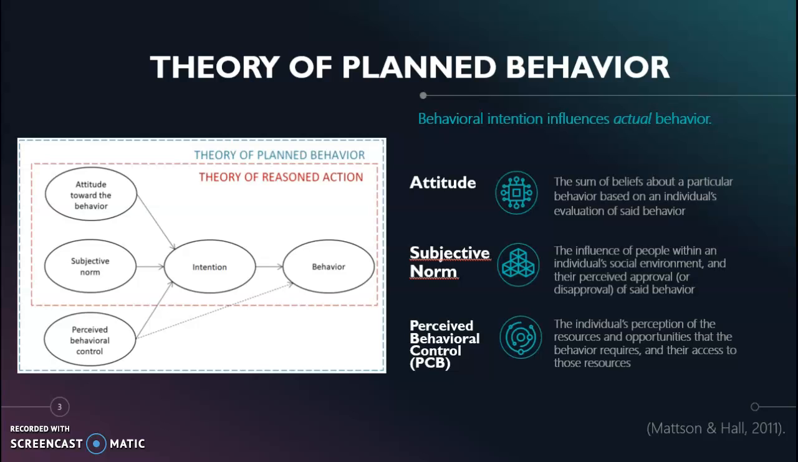What the theory of planned behavior adds to the theory of reasoned action is perceived behavioral control, which is an individual's perception of the resources and opportunities that the behavior requires and how accessible a person perceives those resources to be. To pull in an example, we can consider the behavior of running for exercise. A person's attitude toward running may be positive because they know that running may help them lose weight or help them become a healthier person.